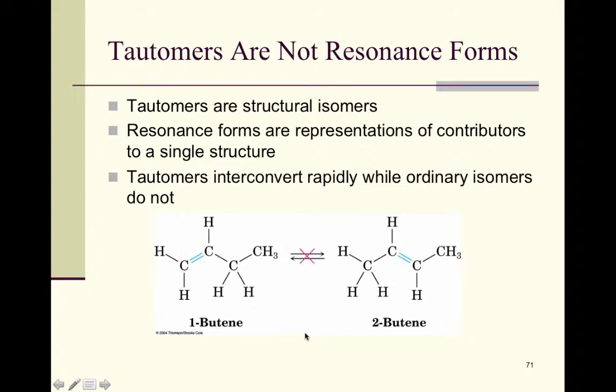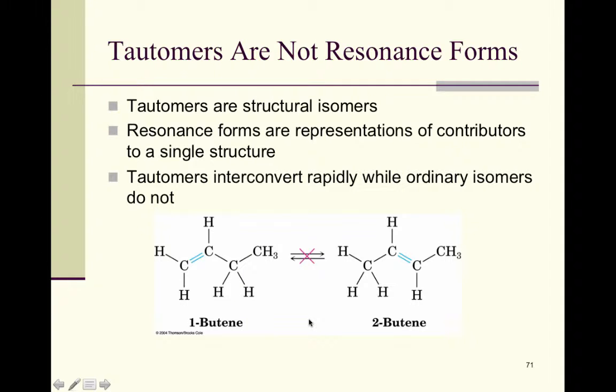Tautomers are not resonance forms. They are structural isomers of each other. Resonance forms are representations of contributors to a single structure, and the arrow that we use to represent that would be the single shaft arrow with the double arrowhead. When we show this interconversion between tautomers, we have two separate arrows being shown.